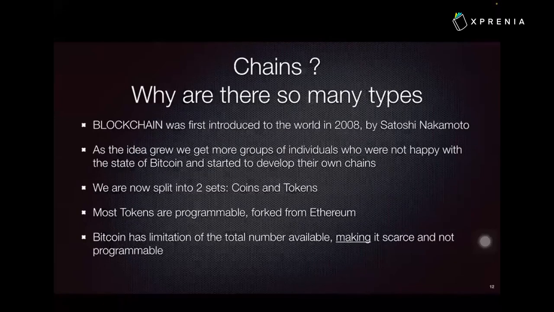So why are there so many types of chains, side chains, blockchains, master chain? Okay, so blockchain was introduced to the world in 2008 by Satoshi Nakamoto. As the idea grew, we got more groups of individuals who were not happy with the state of Bitcoin and started to develop their own chains. So we are now split into two sets, the coins and the tokens. Most tokens are programmable, forked from Ethereum, while Bitcoin has some limitations due to the number of assets available, 21 million, making it scarce, and it's also not programmable.